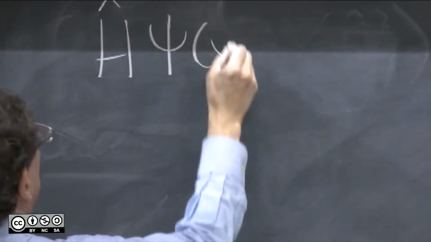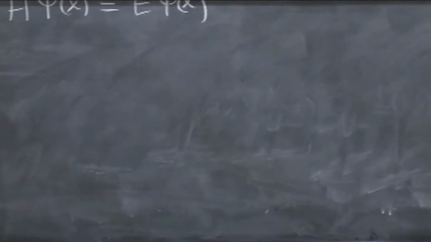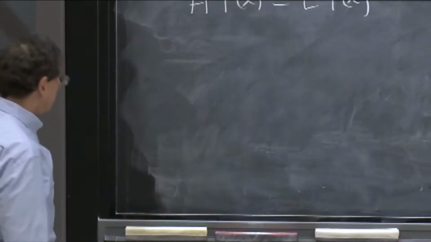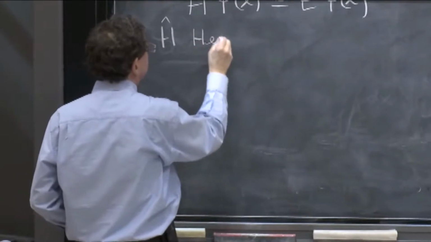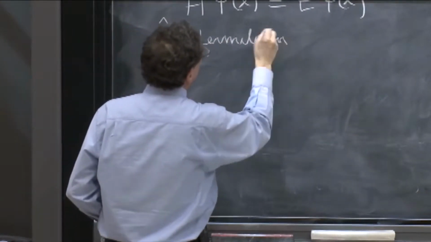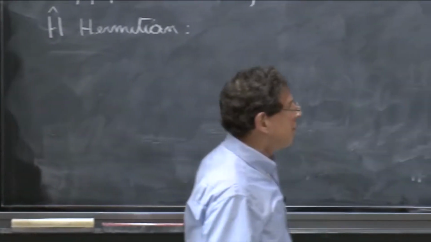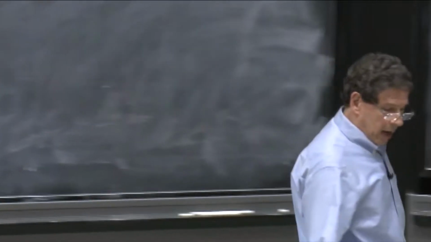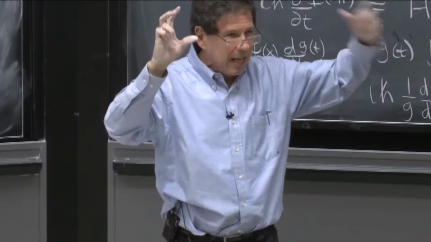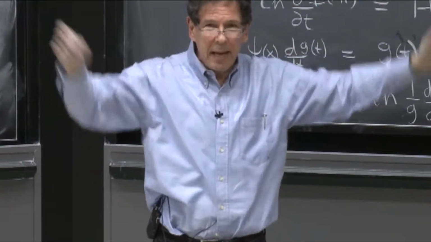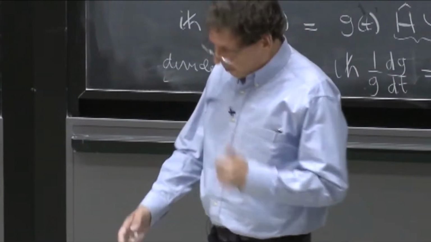Solving this equation for some potential, and since H is Hermitian, we have the results that we mentioned last time. That is, the eigenfunctions of H are going to form an orthonormal set of functions that span the space. You can expand anything on them.